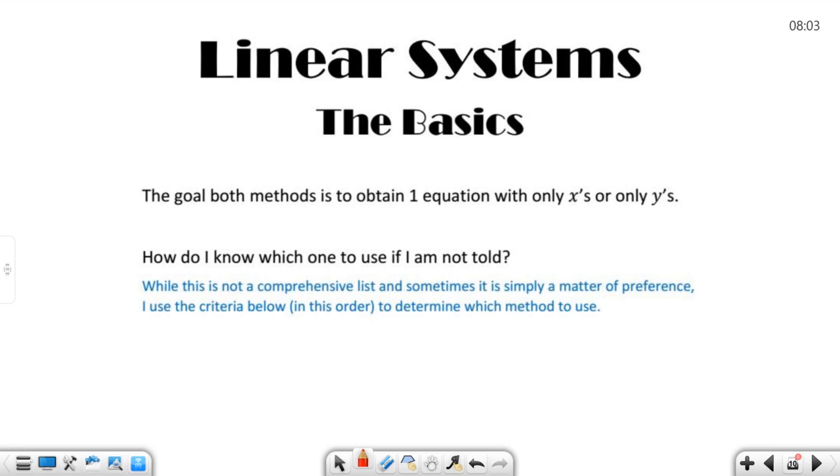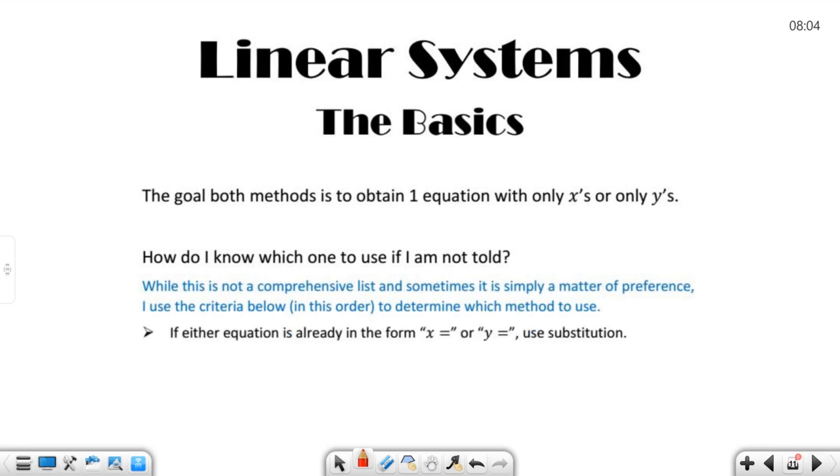So I do a whole lot of trying to diagnose what to use, and that way I can get the problem. Because if I start out using the wrong thing, then I'm not going to get it right. It's just not going to work. So while this is not a comprehensive list that I'm about to give you, and sometimes it's simply a matter of preference, I use the criteria below in this order to determine which method I'm going to use.